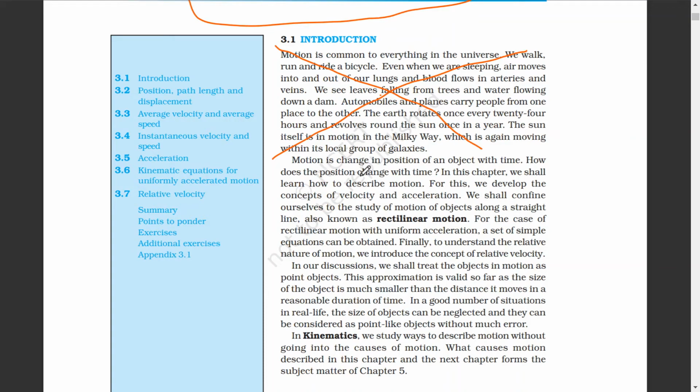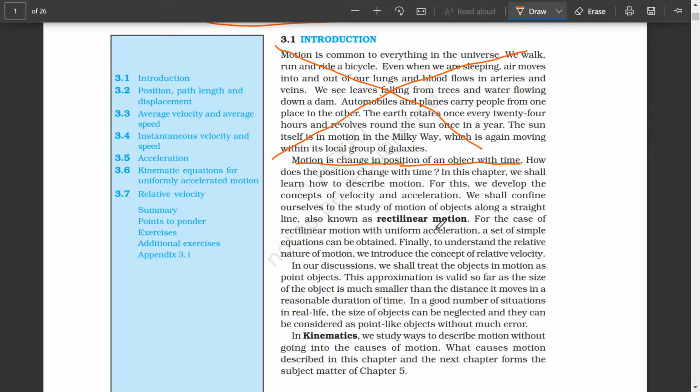So motion is change in position of an object with time. So what is motion? Like if a body changes its position in certain time, but with a reference point also. It also needs a reference point so that we can tell that body is in motion, right? How does position change with time? In this chapter, we shall learn how to describe motion. We develop the concept of velocity and acceleration. We shall confine ourselves to the study of motion of objects along a straight line, also known as rectilinear motion.